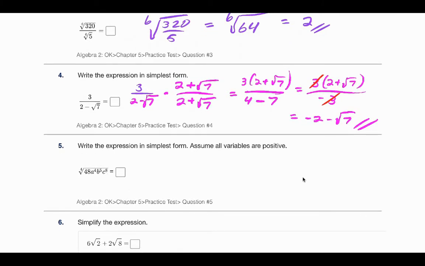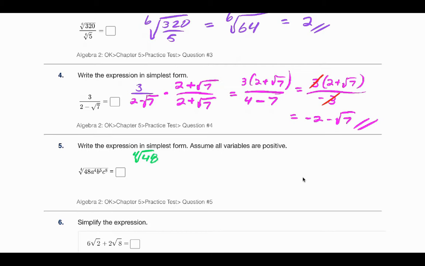Number 5, write the expression in simplest form. It's telling us to assume all variables are positive. So what you need to do here is take the numbers and take the variables, and let's do one each separately. If I take the numbers, I'll have the 4th root of 48.